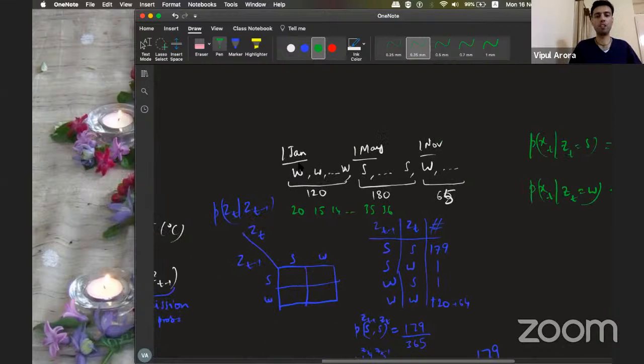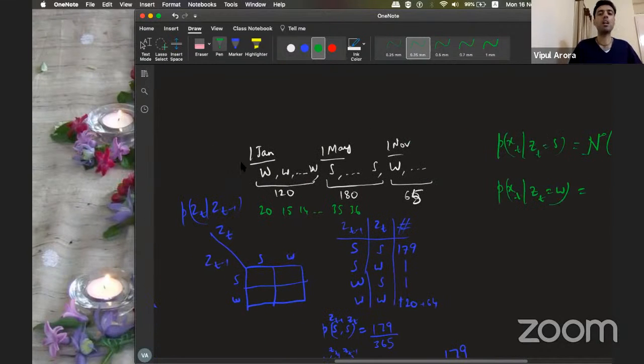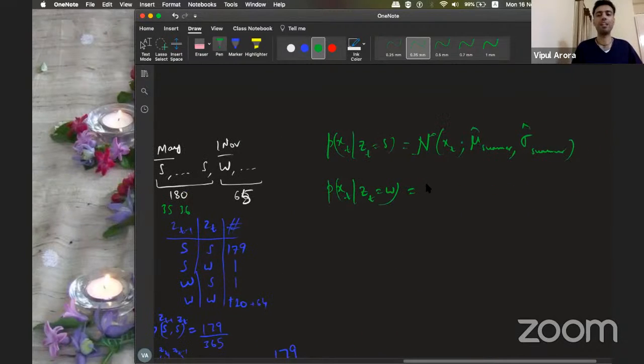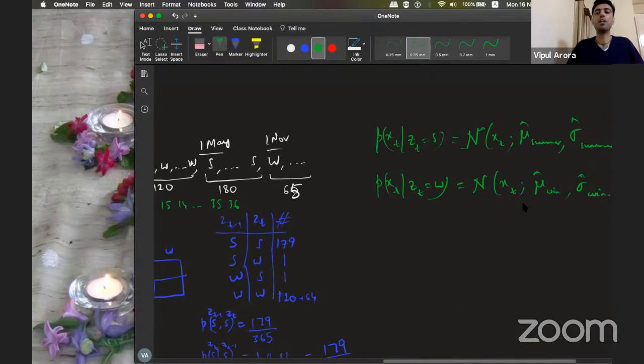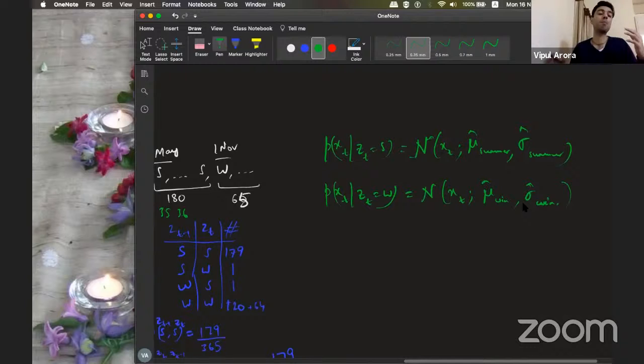Now let's come to winters. The same process will follow. Take all the days when it is winters and find out the mean and standard deviation, given mu hat of winters and sigma hat of winters. If you know today is winter, then just use these temperatures to compute your PDF. I think it's pretty simple, right? So in this way, you have computed the parameters of your model.